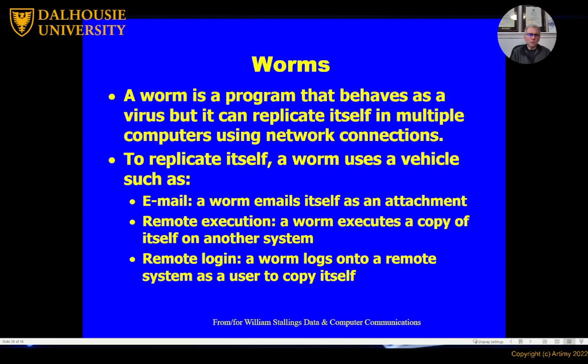So how could it use email? Every time you send an email to somebody, the worm attaches itself to the email, so it travels through email to another system. It could implement remote execution. Remote execution means that it executes a program remotely. So it copies itself this way. It could apply remote login. So instead of you logging in to another device, the worm itself logs in to another device and copies itself. Right?